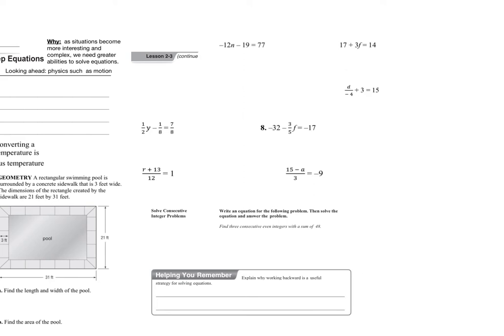Now, on two-step equations, a lot of times we're going to need multiplication, division, and addition and subtraction. So on that, it's typically best, if you can, to do the addition and subtraction first. There are going to be some situations, though, where we have to do the multiplication and division first.